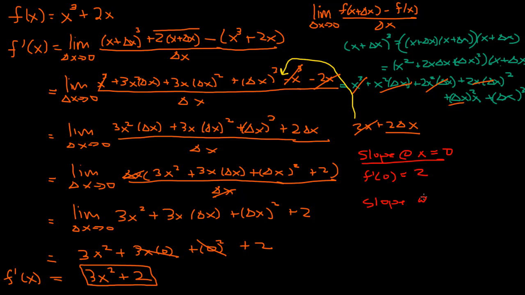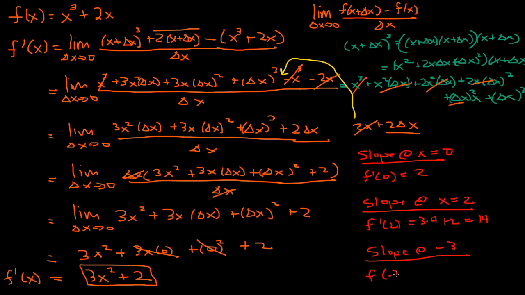Slope at x equals 2. That's f prime of 2. And so that is 3 times 4 plus 2 equals 14. Slope at, let's say, negative 3. That's f prime of negative 3. So that's, let's see, negative 3 squared is positive 9. Positive 9 times 3 is 27. 27 plus 2 is 29.